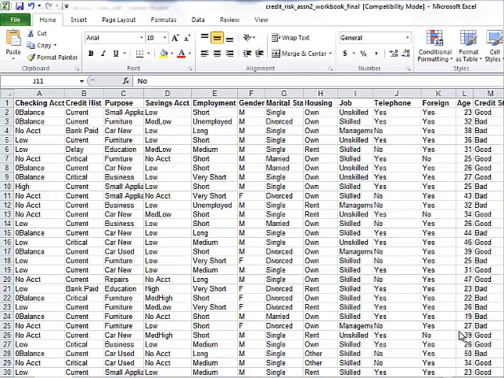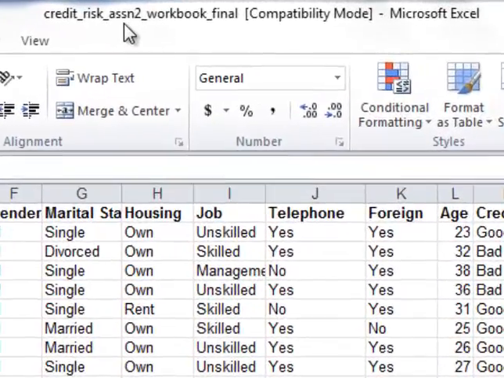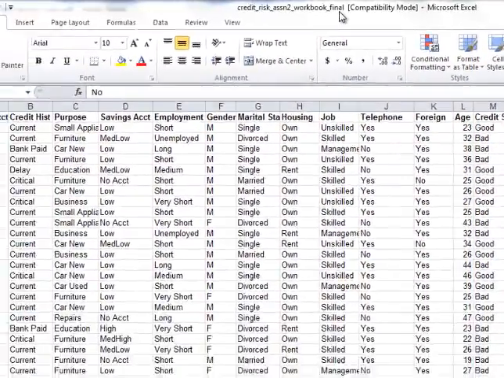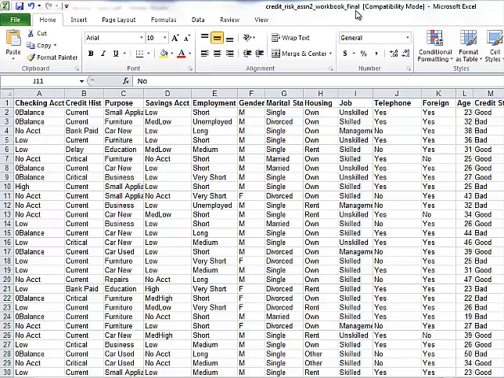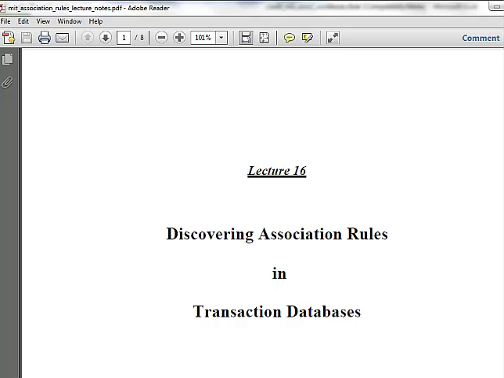Today we're going to be exploring association rules, and to follow along with me, you're probably going to want to have two files. The first one is an Excel file called Credit Risk Association 2 Workbook Final. That's an Excel file, and you should have that available to you. If nothing else, you can go to www.joehasley.com. The other file that you might want to be able to find is a lecture from the MIT website. It's called Discovering Association Rules in Transaction Databases.